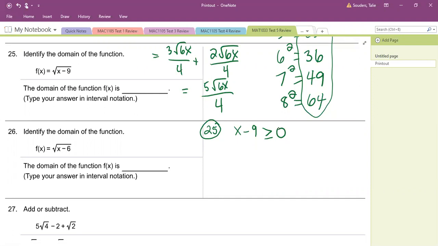Oh, there's more people on here than I realized. Okay, very cool.